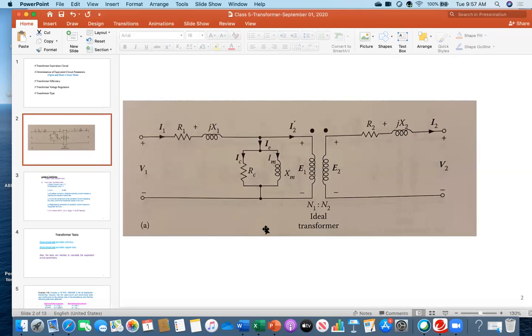So, you might be asked in the midterm exam or final exam to draw the equivalent circuit of a transformer. Then everybody, please, you will be drawing this circuit, including the magnetic branch or the magnetic material property. Everybody, could you follow me? Yes, sir, makes sense.